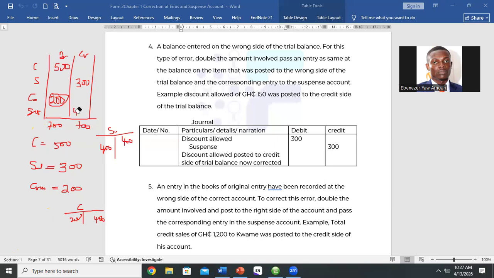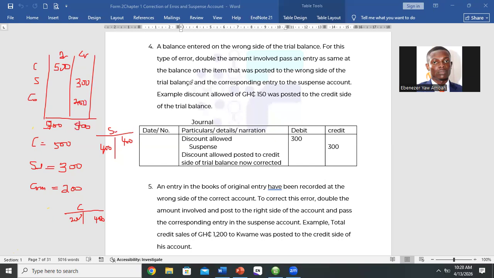So in the new trial balance, there will be no suspense. And what is happening to commission? Commission will now have a credit balance of what? 200. And our total will come back to 500 against 500.